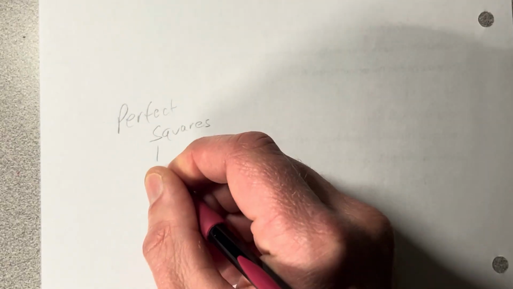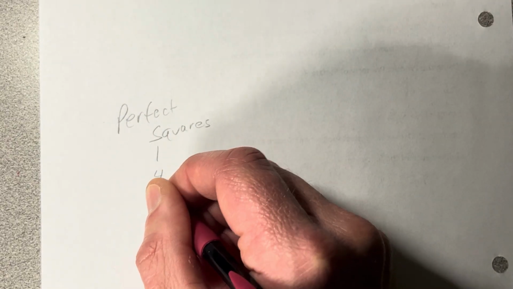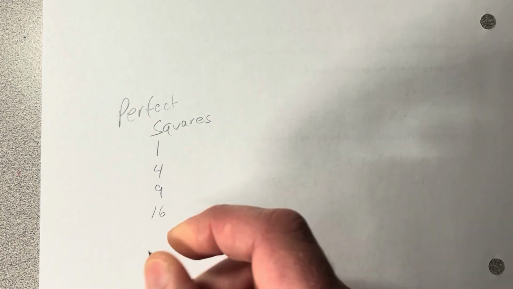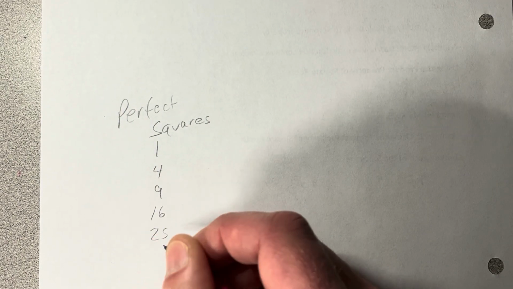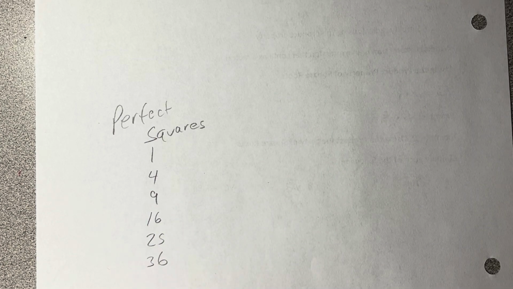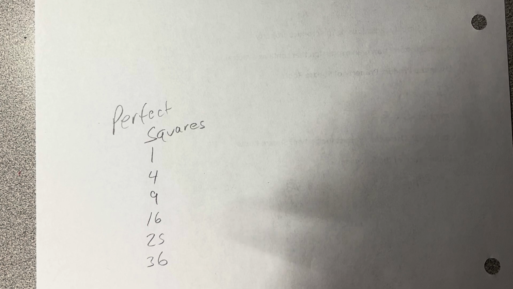So 0 squared is 0. 0 is a perfect square. It's just not that helpful, I guess. 1 times 1 is 1. 1 is a perfect square. 2 times 2 is 4. 3 times 3 is 9. 9 is a perfect square. 4 times 4 is 16. 5 times 5 is 25. 6 times 6 is 36. 36 is a perfect square. The square root of 36 is 6. The square root of 25 is 5. So these come out nice when you square root them.